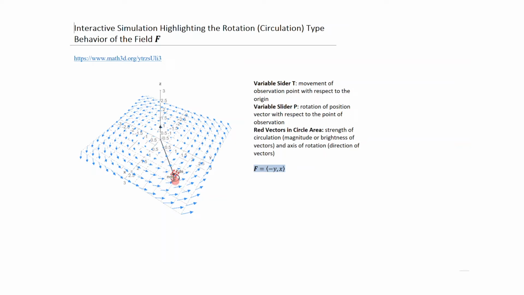If we were now to move this observation point, say, over here, and notice basically that the color is changing, that would indicate that the circulation is a function of position. The direction basically remains the same because this is a two-dimensional problem. And so it's pointing upwards in this particular case.